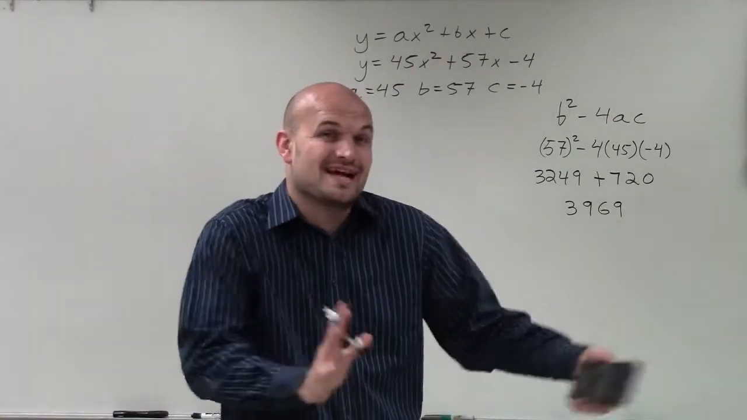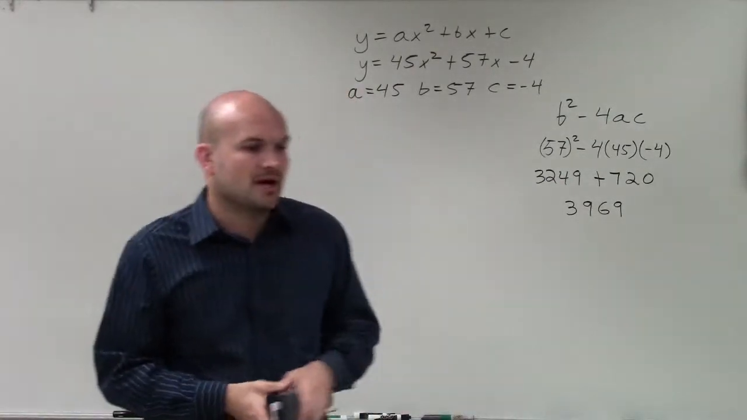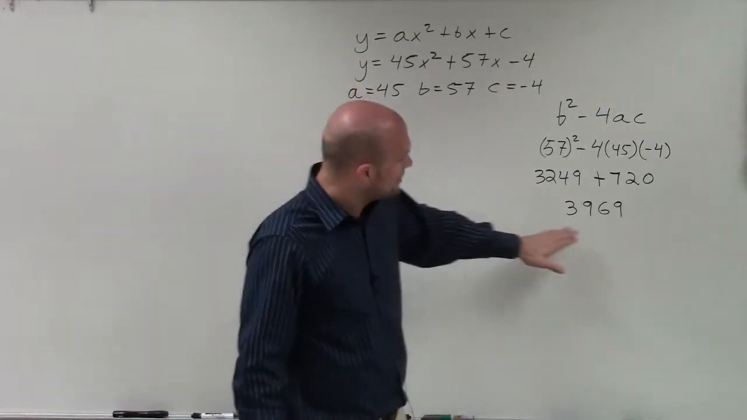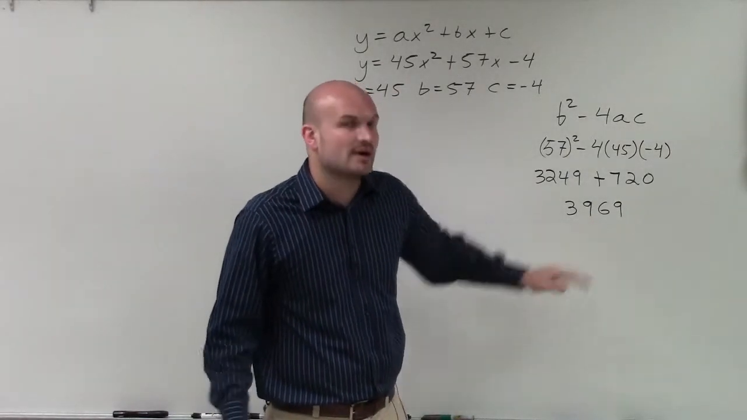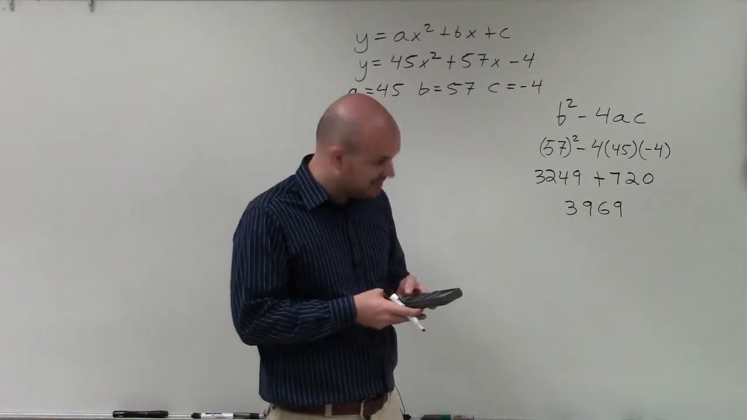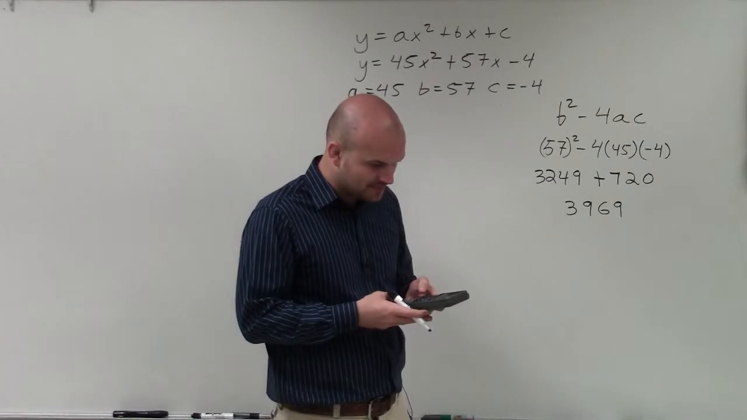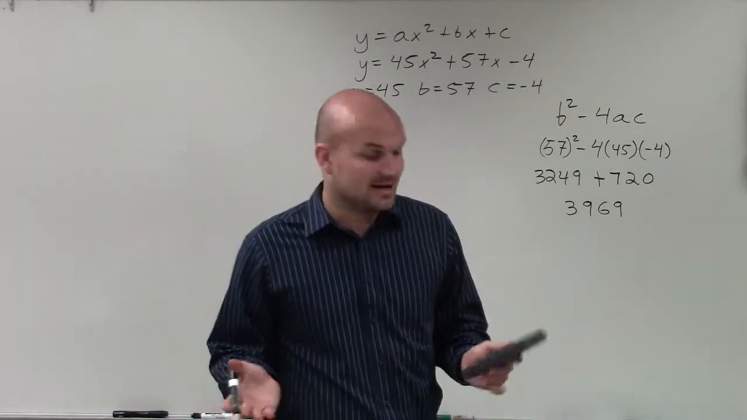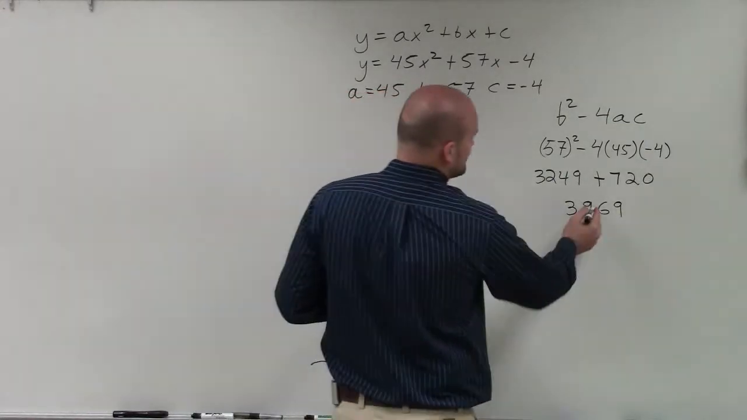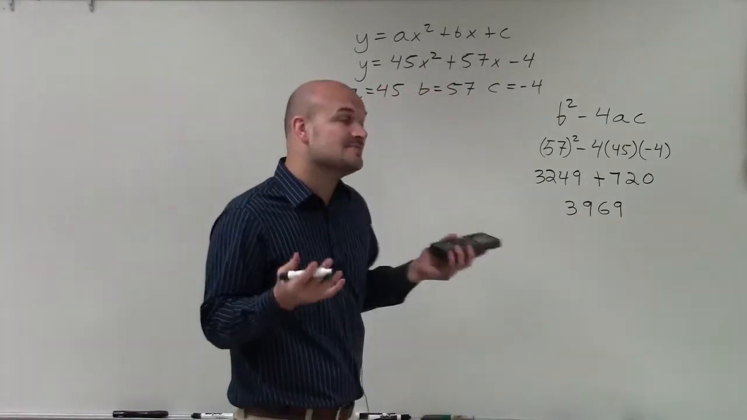Now, since I have a positive discriminant, we know that we're going to have some real solutions. We know we're going to have some real x-intercepts if we were to graph this. But are they going to be rational or irrational? That means I need to determine, is this a square number or not? So what I'm going to do is simply take the square root of 3,969. And that is a rational root, because the square root of this is going to be 63. So that's going to be very important.